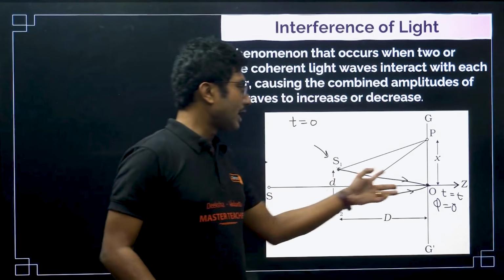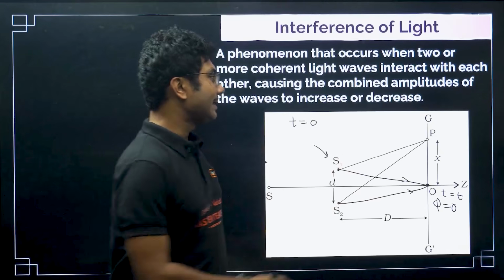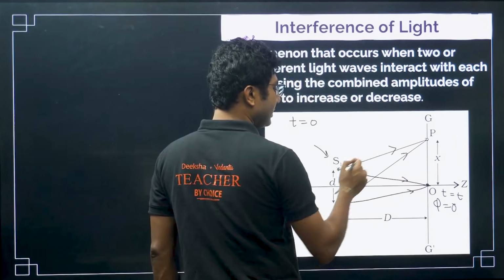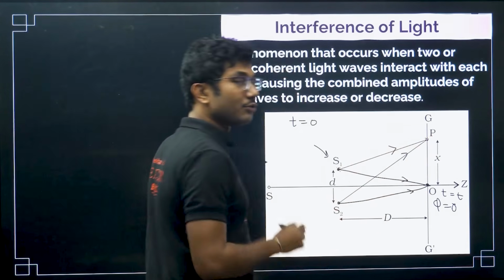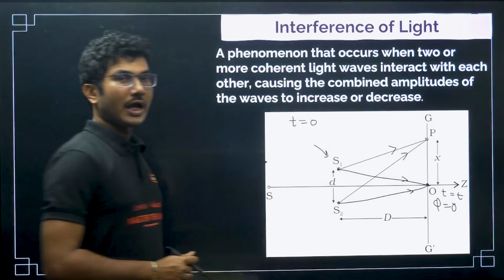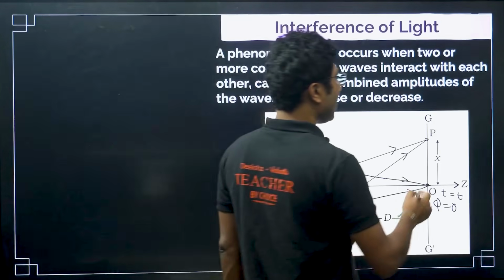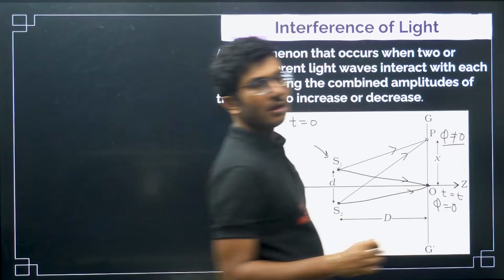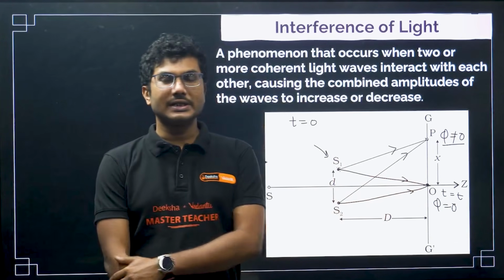Both lights take the same time and same distance, but we cannot say that for this point P. As you can see, this point P is closer to S1. So, S1 will take less time to reach P, but S2 will take a slightly longer time to reach point P, right. So, there will be a phase difference, and the phase difference is not equal to 0. Phase difference will be 0 only for this central point.